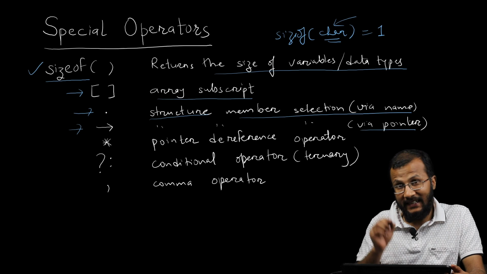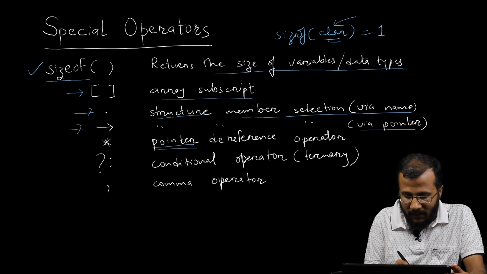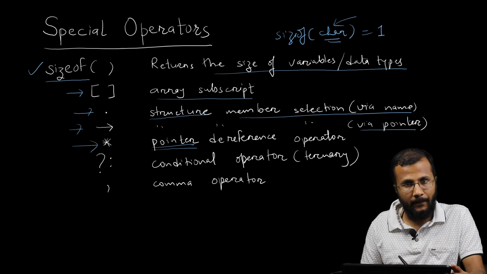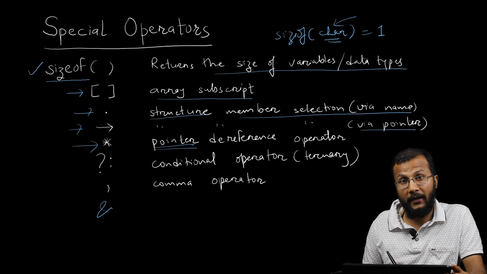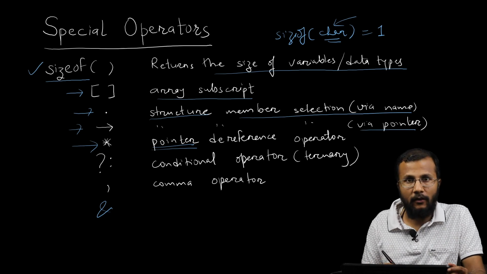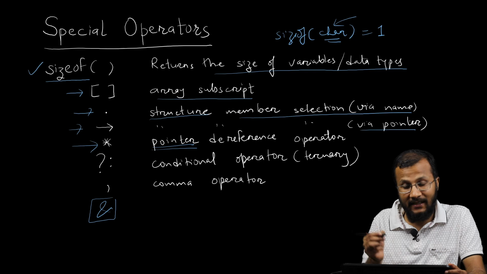Similarly, we have got a dedicated chapter for pointers, a very important concept in C. There we will be learning about the dereference operator. We have already seen one operator called ampersand. This is also a special operator. This is used for finding the address of an operand or address of a variable. So this also comes in pointers. We will be discussing the address operator also in detail in pointers.